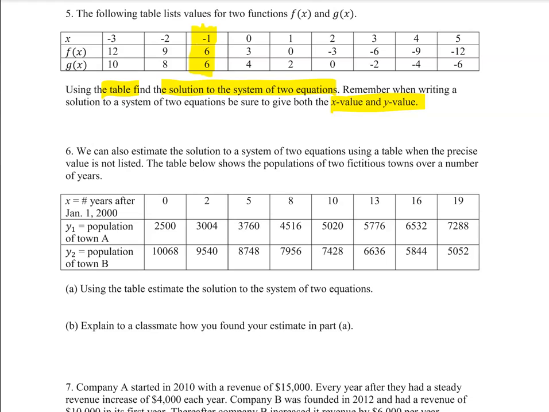So meaning f of -1 is equal to 6, and also we can say that g of -1 is also equal to 6. So that means their point of intersection is at (-1, 6), x and y. So that is the solution to the system of two equations, (-1, 6). Okay.